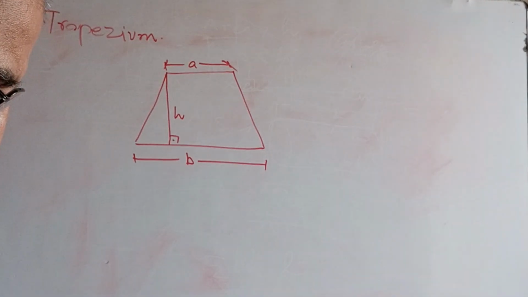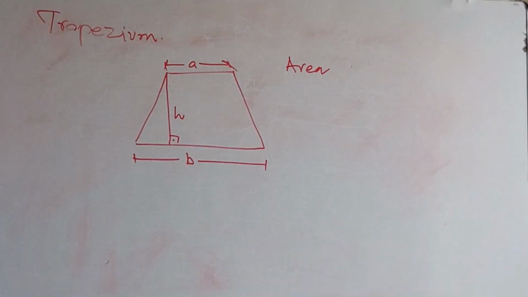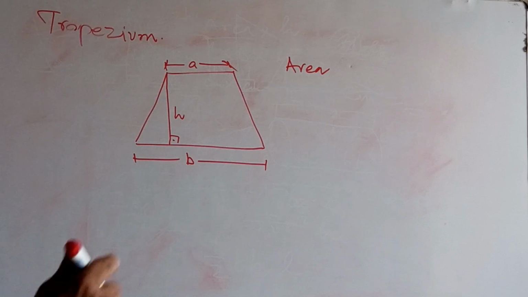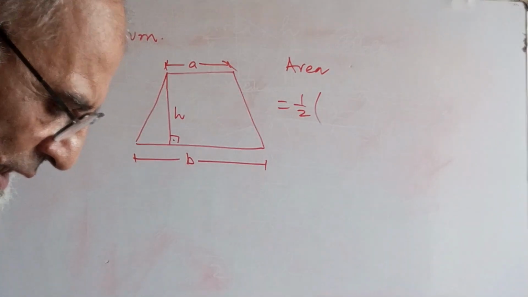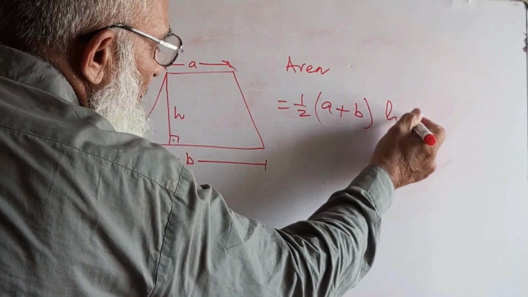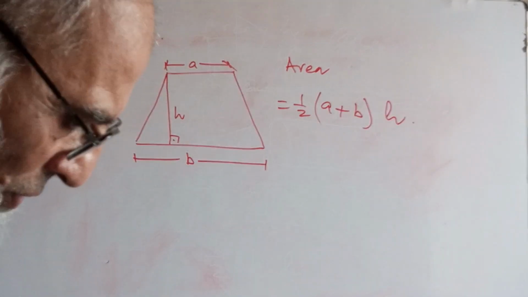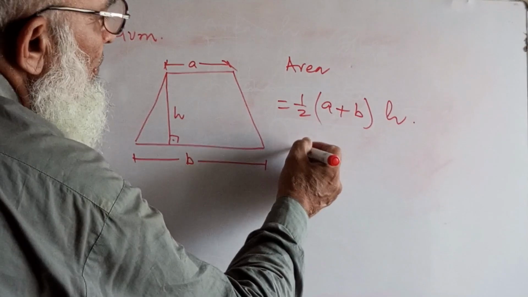Now what will be the formula for the area? Because perimeter is easy and area is a little tricky. So it will become half base into height, half into (a plus b) into h. My dear students, just remember the formula which I am telling you, because it will be repeated in our exercise.